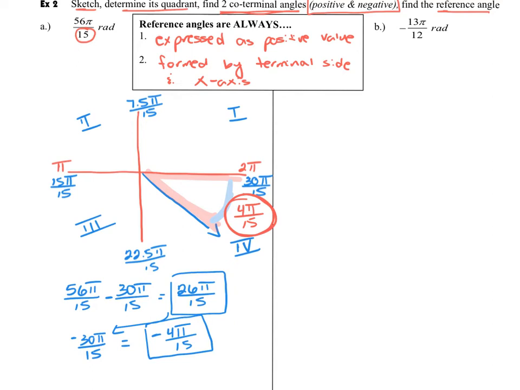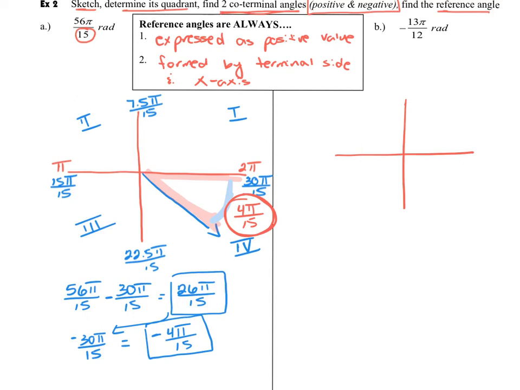Let's do one more here. We'll take a look at this negative 13 pi over 12. This one will go a little bit faster for us. So let's go ahead and think about this as a negative direction. I always like to sketch these in first. Now, since this one's going in a negative direction, I'm going to actually number the left and the right-hand side in terms of negative numbers.